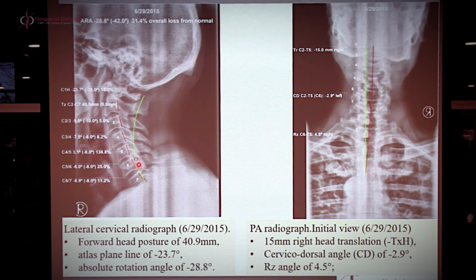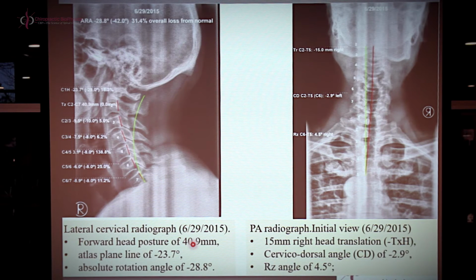Lateral cervical x-rays. The head is forward, and we have a reduction of the cervical curvature. So this x-ray was taken 6/29/2015. Forward head posture of 40.1 millimeters. That's out there. The average asymptomatic person in the adult population has 15 millimeters of forward head posture. This is almost 3 times that. Okay, that means this point on C2 should line up on this green line back here. That's 41 millimeters forward, and he's way above population normals.